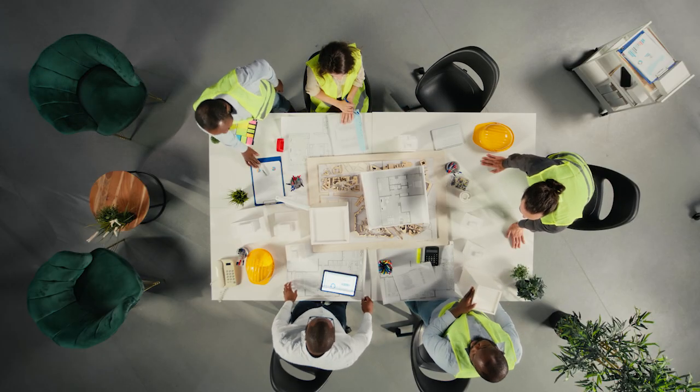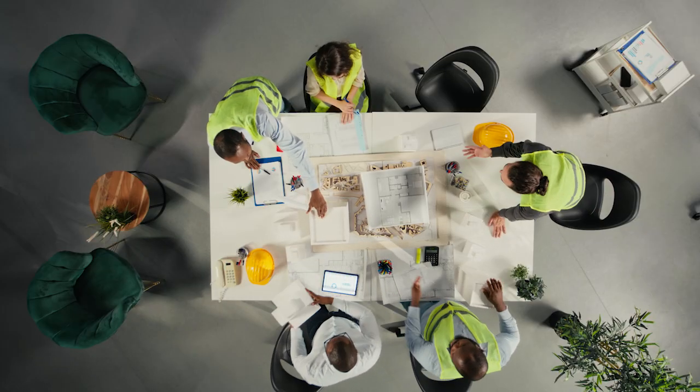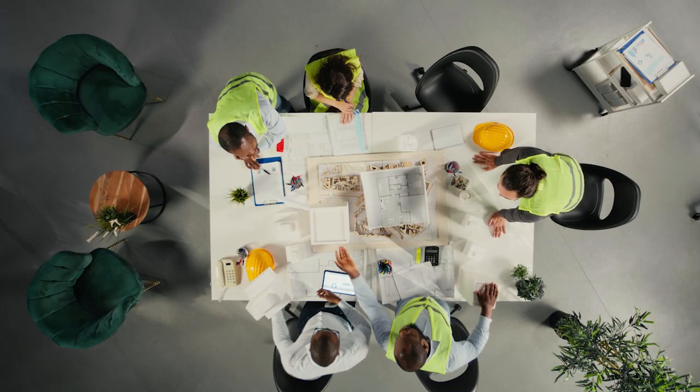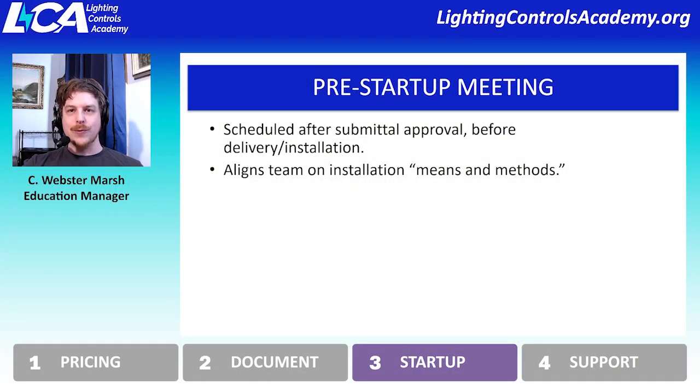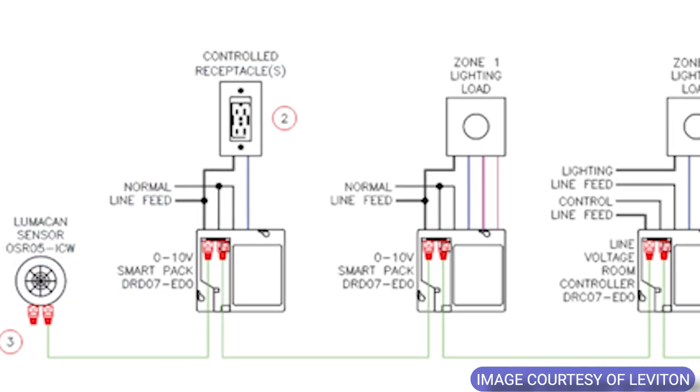And it really helps make sure that everybody's aligned. So this is when I'll actually get a chance to meet with the contractors and give them an overview of what my expectations are, and really go through the entire system piece by piece. So what we want to discuss, the very first thing, control intent narrative and sequence of operations, just like anything else. But then also going through the wiring expectations.